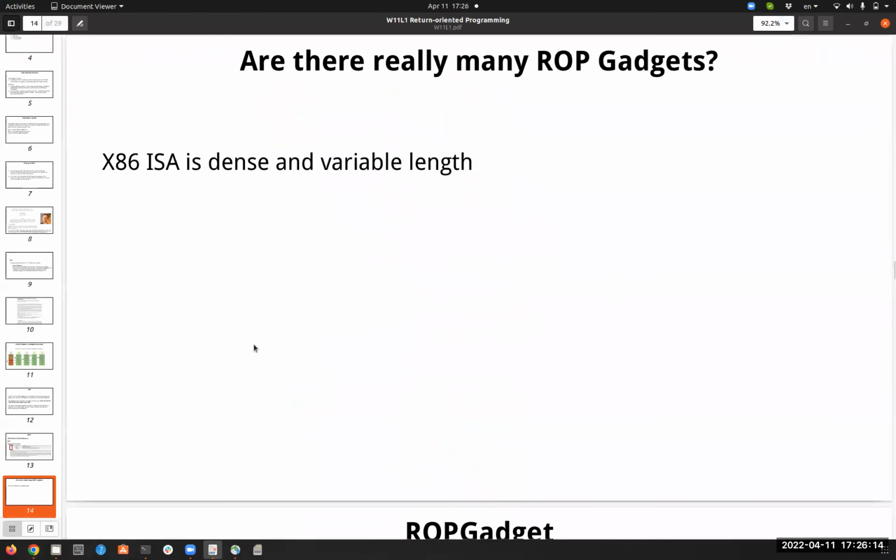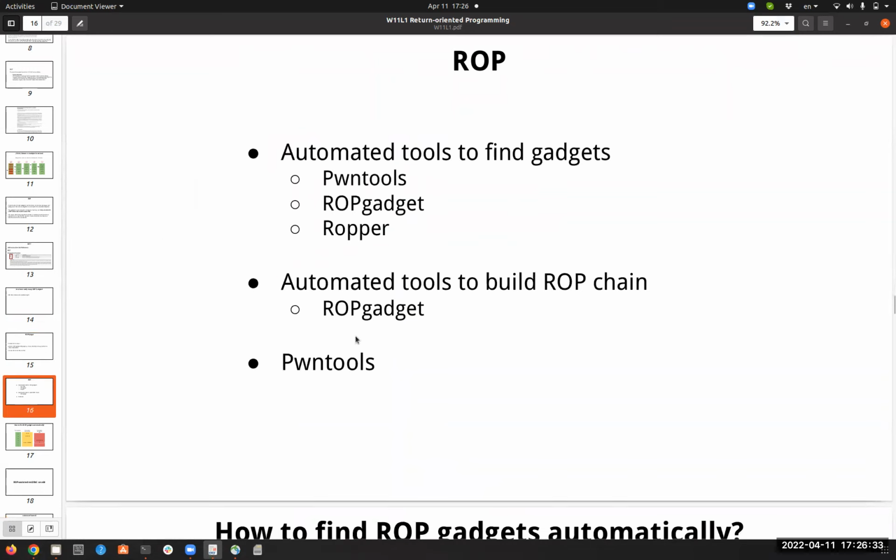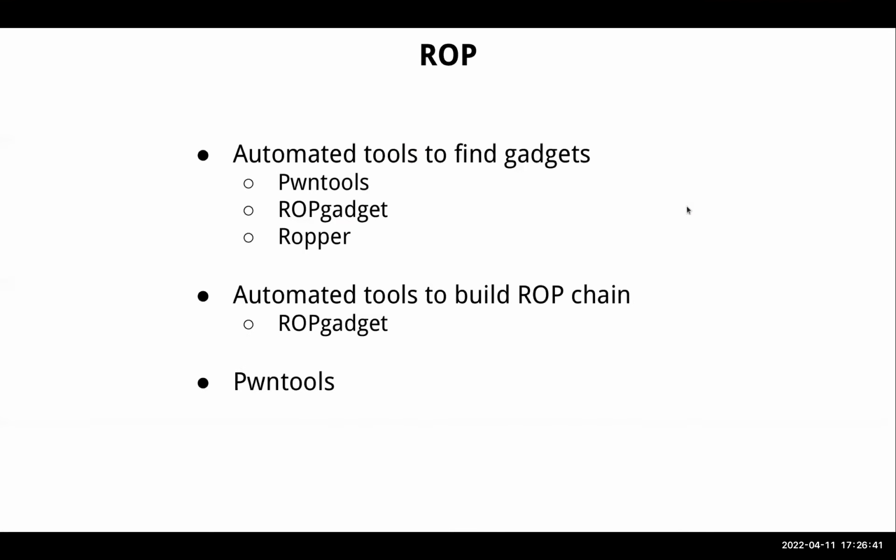So for this class, there is a tool you will use. It is called the RawProtect tool. This slide shows how to use this tool. We already installed this tool for you on the server. There are also other tools, but we're not going to use them. I just put them on the slides, so if you want to learn them, you know what to look for.